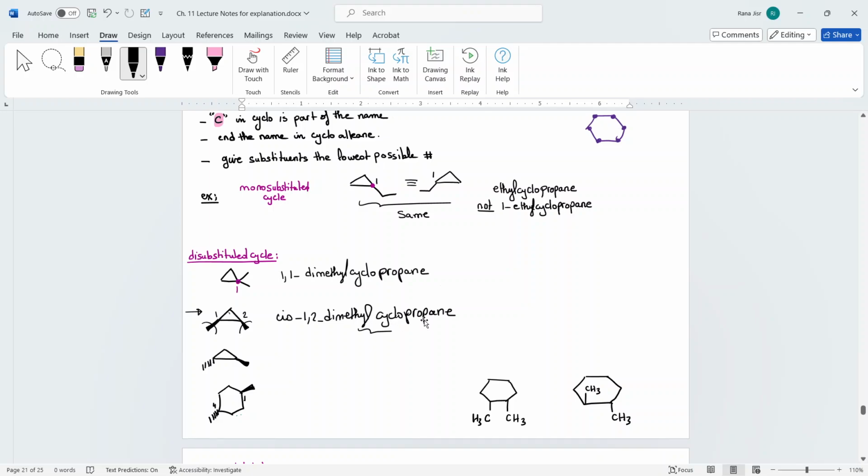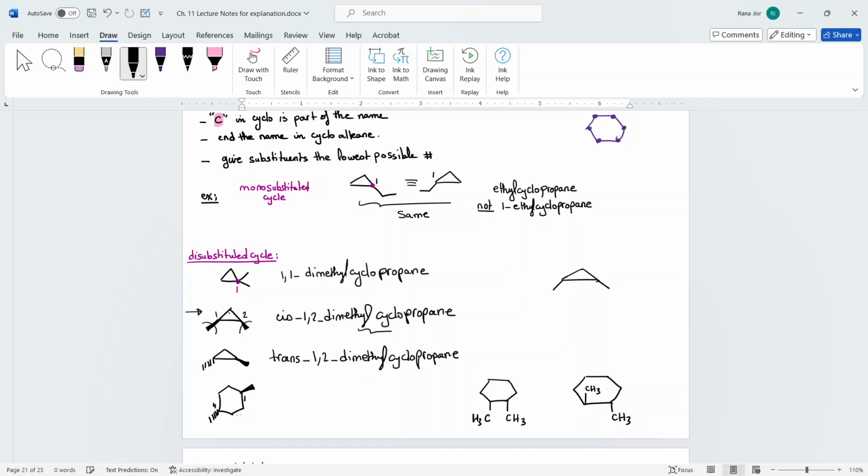There's a big difference between propane and cyclopropane, so you cannot skip the cyclo. Cyclo is a must. This one is going to be trans. As you can see, the cis and trans are included in the name. So that is going to be trans-1,2-dimethylcyclopropane. If you don't put cis or trans, this means that you are not specific. It means it is a 1,2-dimethylcyclopropane, and your dimethylcyclopropane is this.